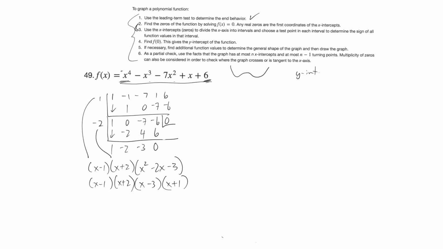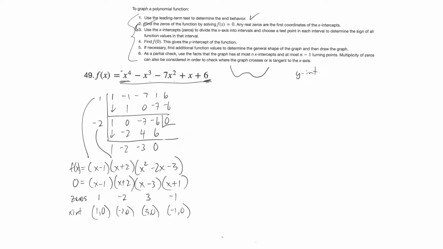Now, if they say let f of x, which is the function, equal 0, then I want to find the zeros for this function. So the zeros would be 1 and negative 2 and positive 3 and negative 1. So these are the zeros. They also want to know what the x-intercepts are. The x-intercepts would be 1, 0. That's the point. Negative 2, 0, 3, 0, and negative 1, 0. Okay, so that's my zeros and x-intercepts.